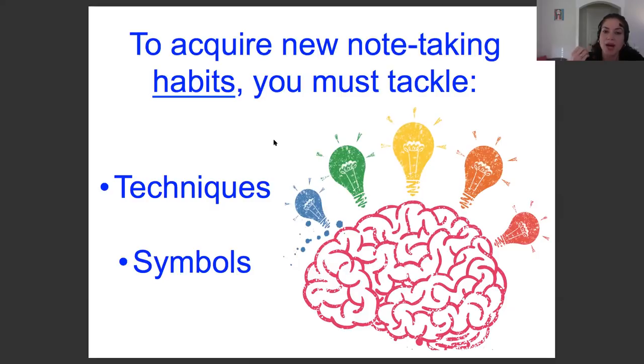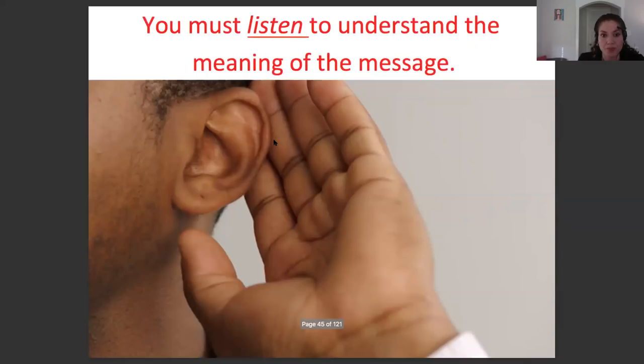We're going to talk about how to acquire new note-taking habits. It's not about learning the theory. It's about acquiring new habits that pour out of your fingertips, that are super automatic to you. For you to acquire good note-taking habits, you're going to tackle two fronts. One are the techniques, and these techniques must become second nature to you. And secondly are the symbols. So when you're taking down notes, you're not even thinking about how to write this down. It pours out of your fingertips. That's what we want to accomplish.